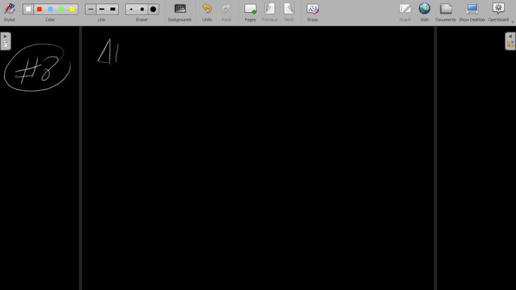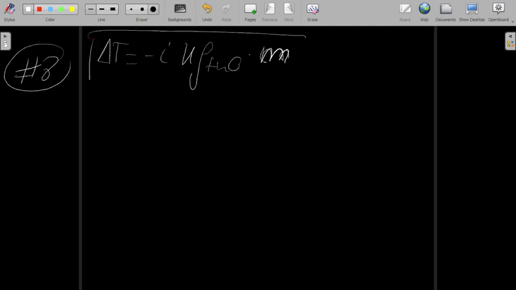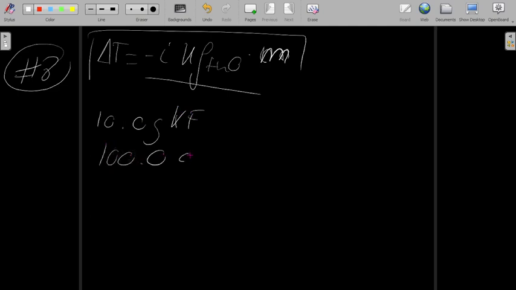They want the change in temperature. Write your formula. Delta T equals i times Kf times your molality. Okay, that's an ugly m, but it's an m. That's a formula that will allow you to do that. So see what they are giving you. It says 10 grams of your solute, KF, and 100 grams of water.